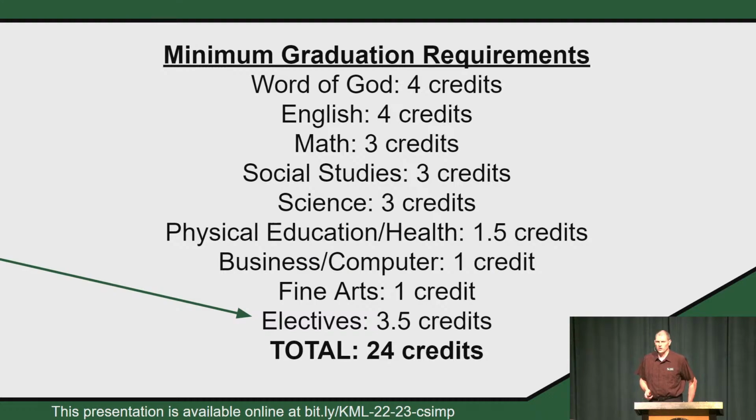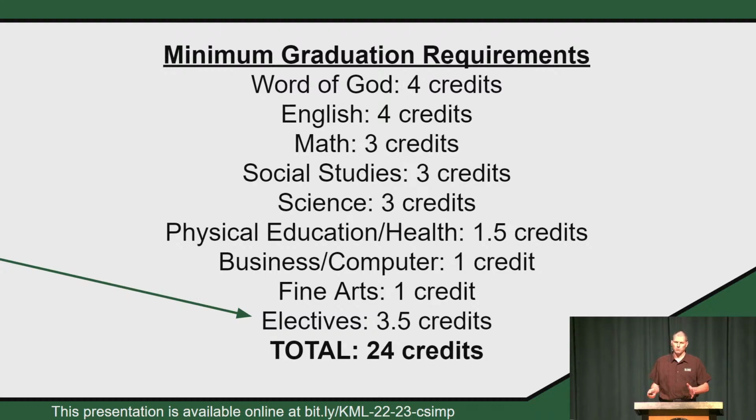I'll start off by reviewing what the minimum graduation requirements are. This is the bare minimum of what you need to do to get to the high school diploma. 4 credits of Word of God, 4 credits of English, 3 credits of math, 3 credits of social studies, 3 credits of science, a credit and a half of PE and health, a credit in business computer, a credit in fine arts, and then 3.5 credits of electives.